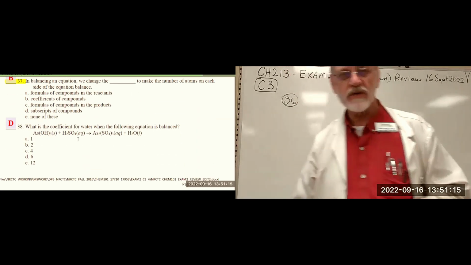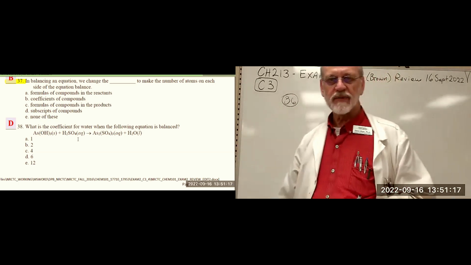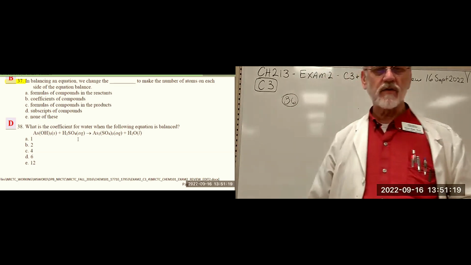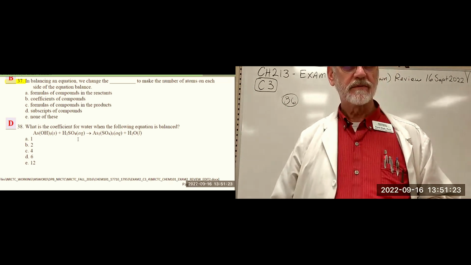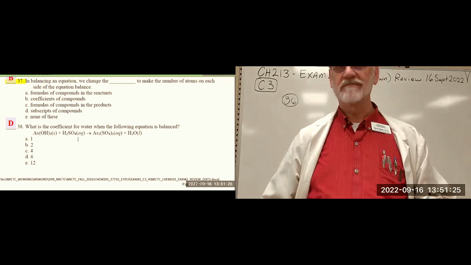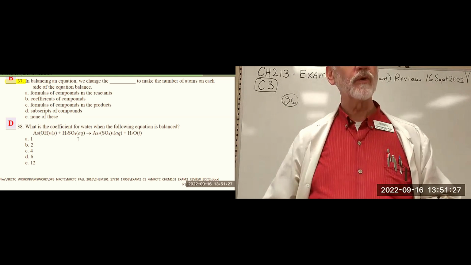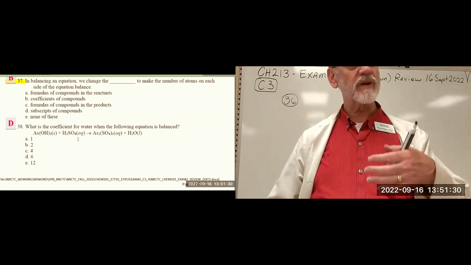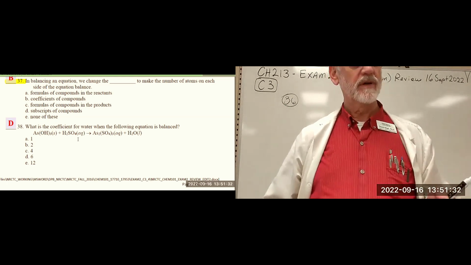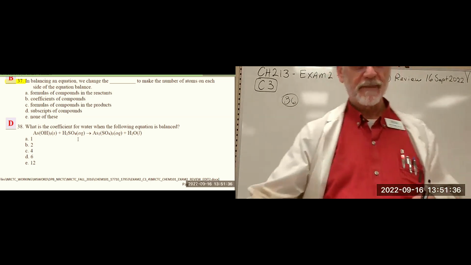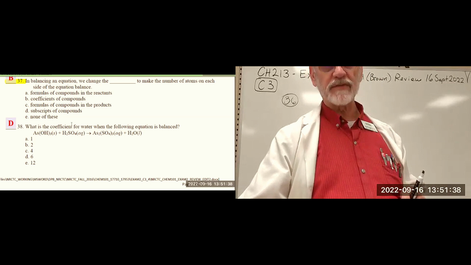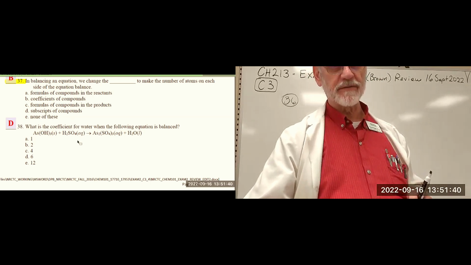When you balance an equation, we change what? To make the number of atoms on each side of the equation balance. Do you change the subscripts or change the formulas? No. Once you've written the formulas for your reactants and products, you can't touch them except to put coefficients in front of them. All right, so B, coefficients of the compounds. That's the only thing that changes.